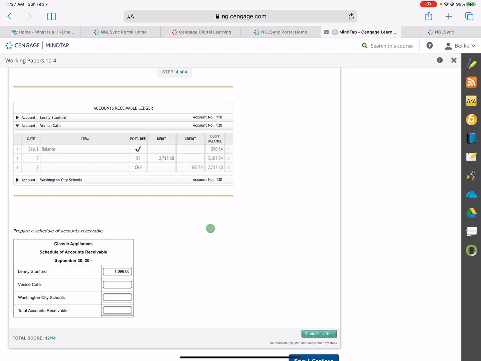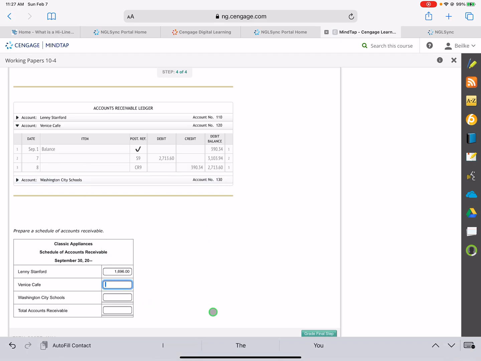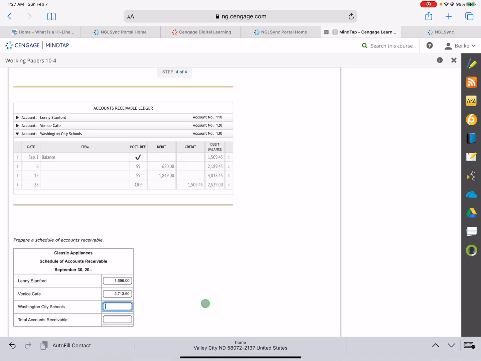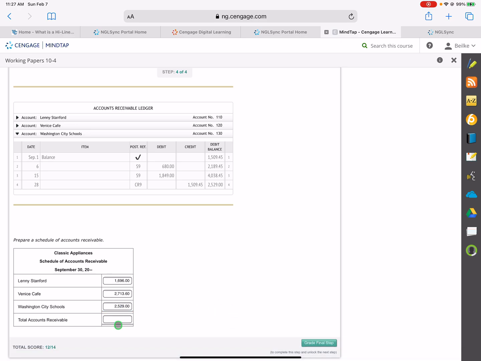Our Venice Cafe, you'll see that we have a balance of $2,713.60. And Washington Schools has a balance of $2,529. You will add those up, draw a single line, write total accounts receivable. You'll add those up, and you come up with $6,938.60. Oops, let me get that right, and 60 cents.